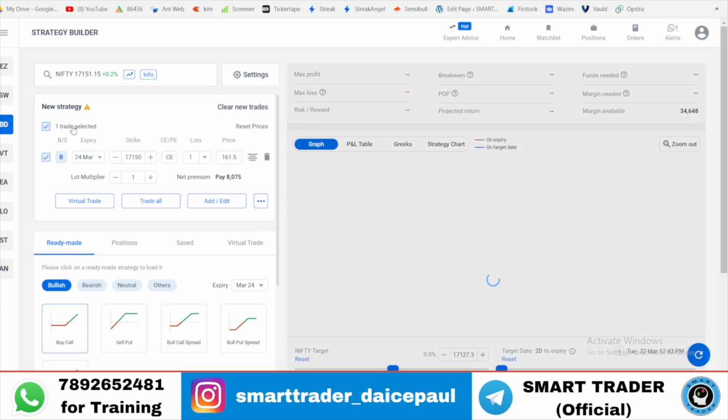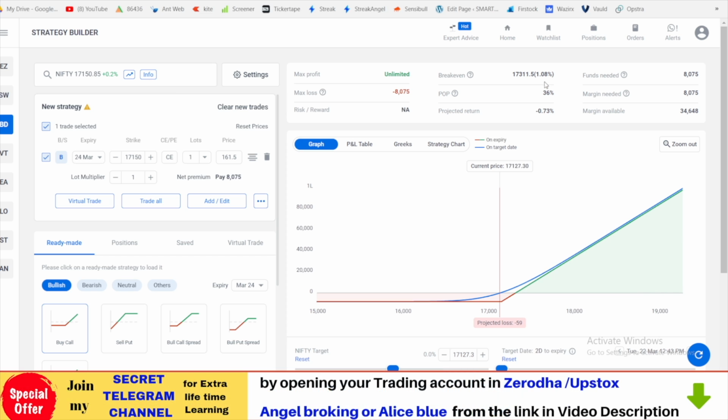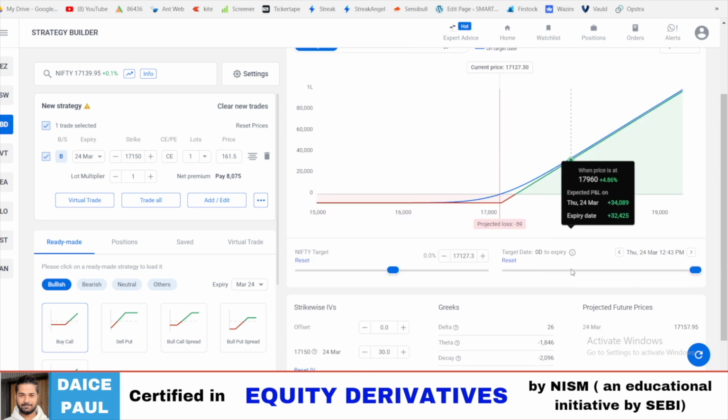Same thing for Nifty buying call. You are giving 17150 as your strike price, and you're giving 161 rupees. So it has to cross that value. So 17313. Okay, current is 17141. It should cross 17313, then only by expiry.